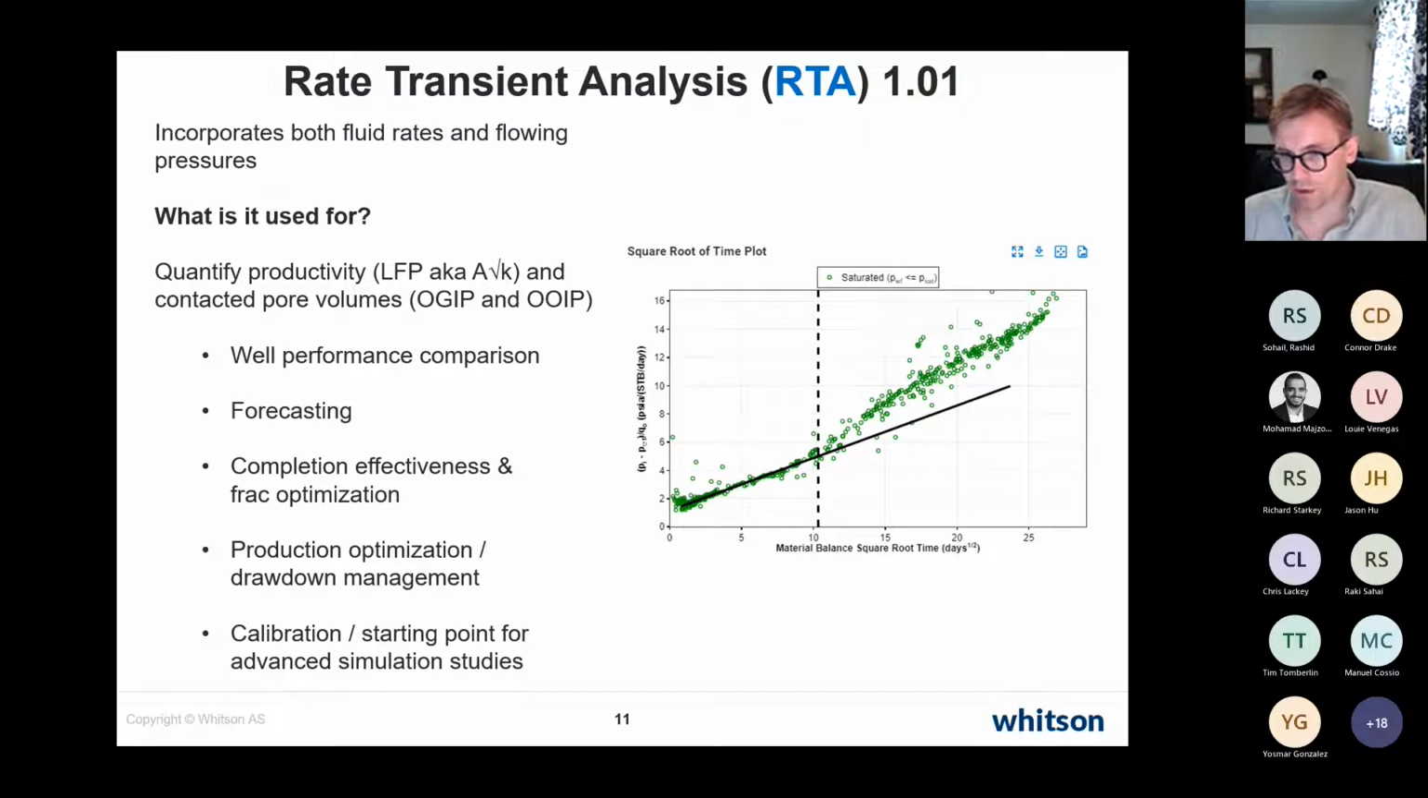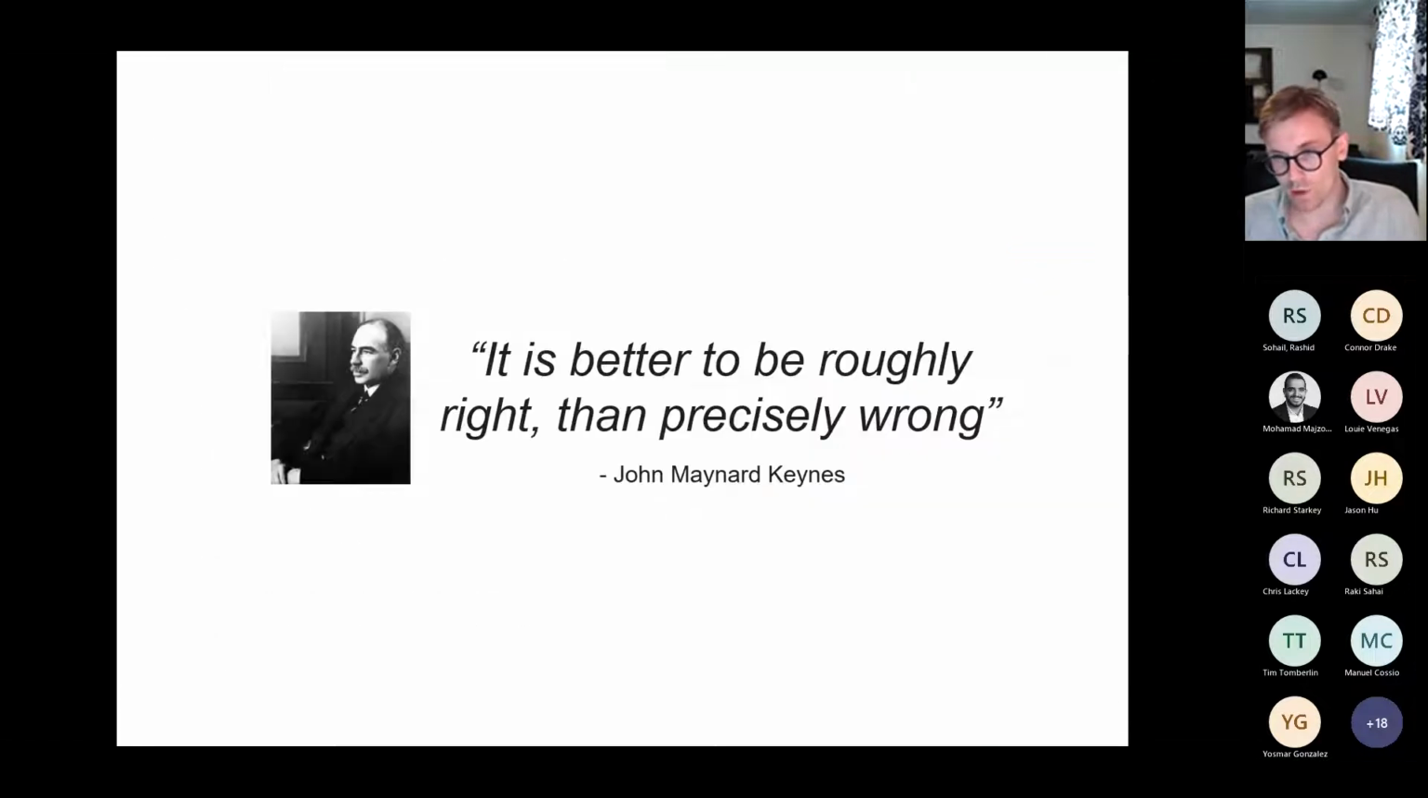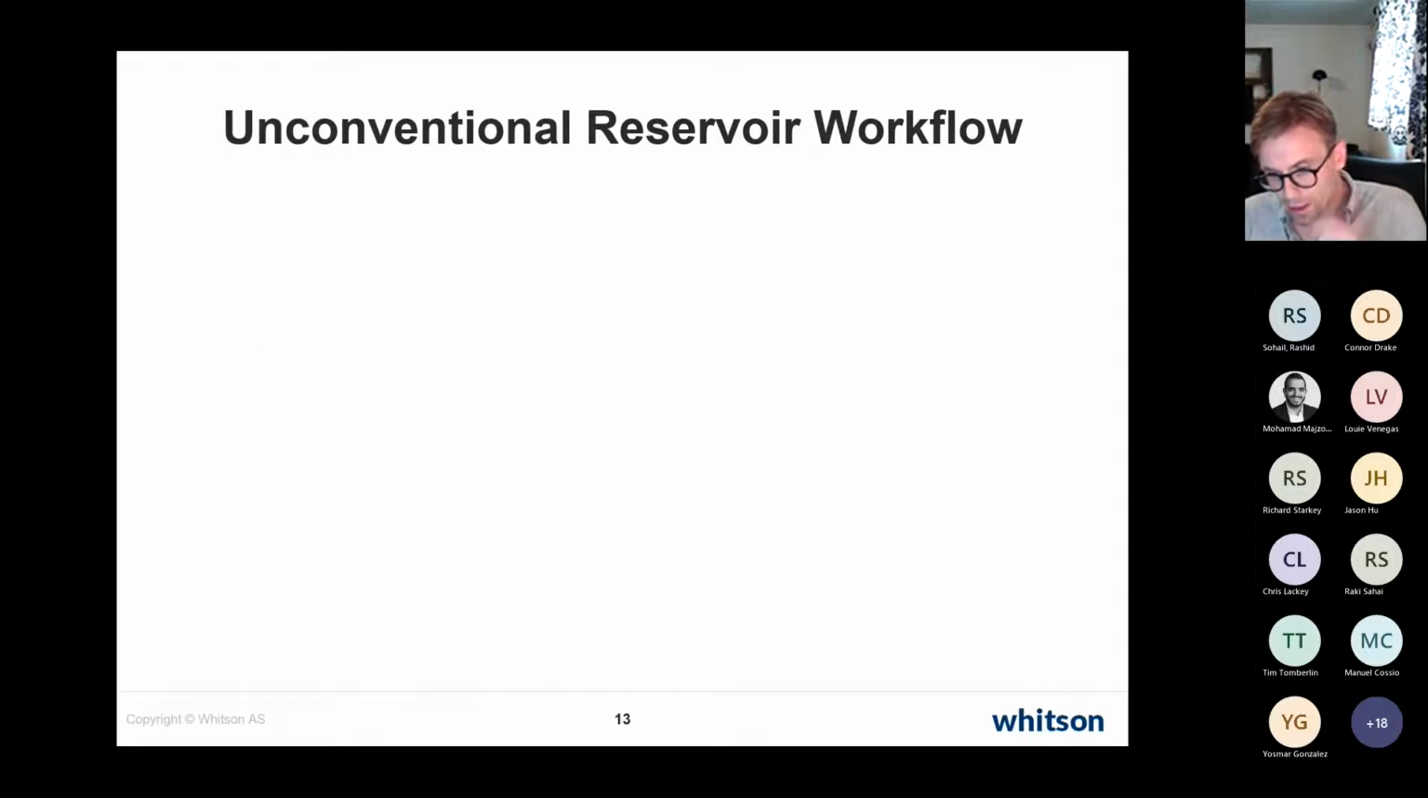And it all goes back to this concept that it's better to be roughly right than precisely wrong. Most of these techniques you're able to do in less than 10 minutes per well if you start to get seasoned on it, and even if you have just done it a few times, you'll be able to get actionable outcomes fairly quickly, at least in our experience.